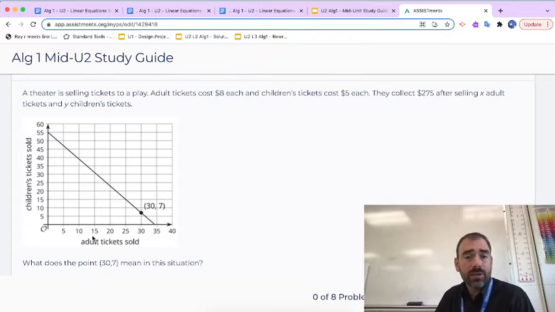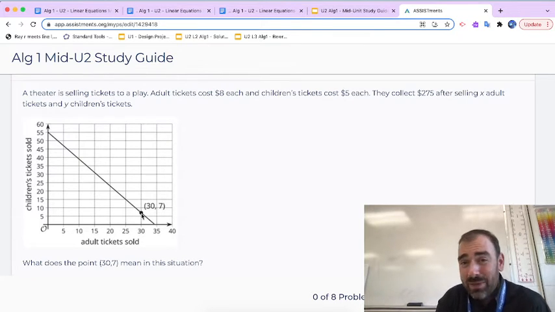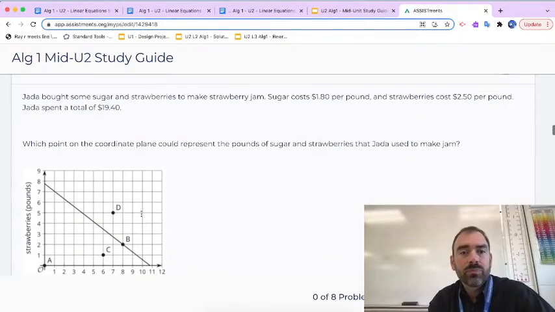It's just this one we had. What we had was a graph, and they gave us a point on the graph, 30, 7. And you were supposed to say, what's the meaning of that point? Well, going along the axis here, 30 means the number of adult tickets that they sold, and 7 is the number of children's tickets that they sold. So putting it all together, the meaning is that they have a combination of selling 30 adult tickets and 7 students tickets that added up to $275. Altogether, that's the meaning of it, putting the tickets and everything with the actual numbers.